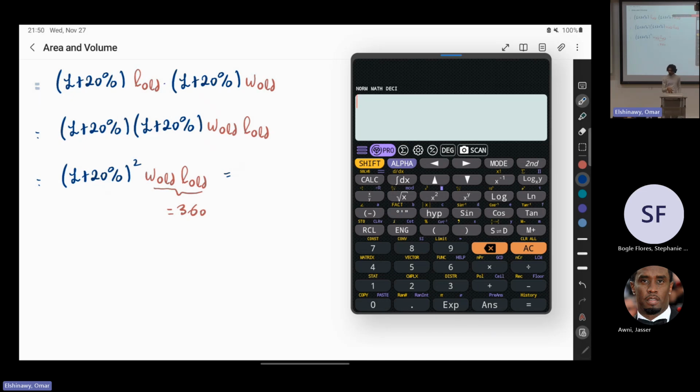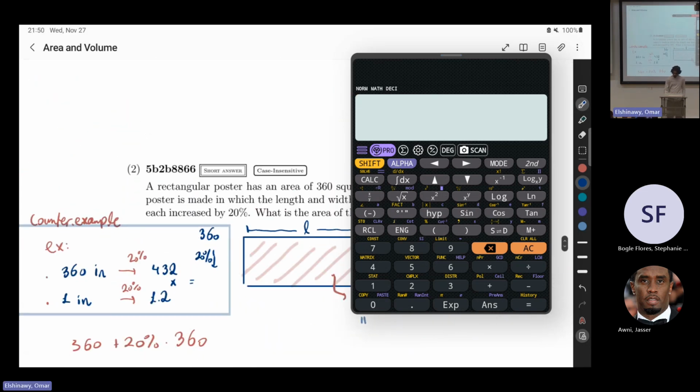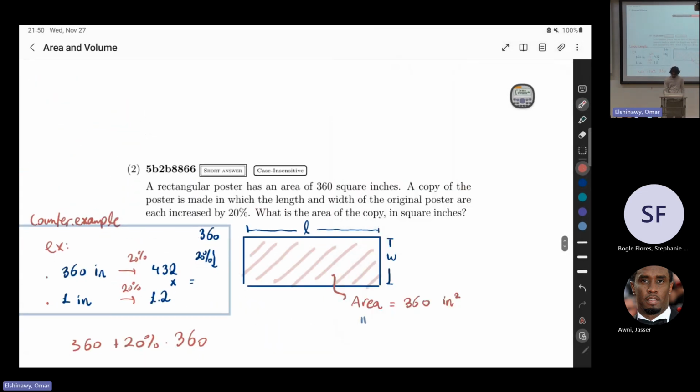Now, here's the thing, you don't need to do this in the exam. I just wanted to make a point. The point is, this area has two components, length and width. This length was increased by 20%. This width was increased by 20%. And in the end, to get my area, they get multiplied. So to keep this consistency going, I should also multiply by this increase by 20% twice.